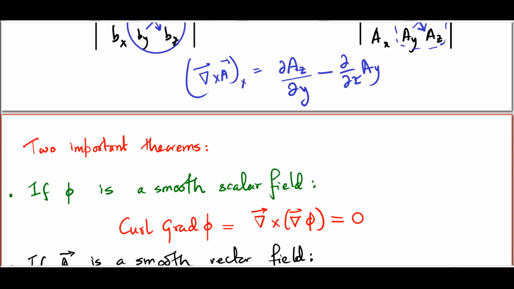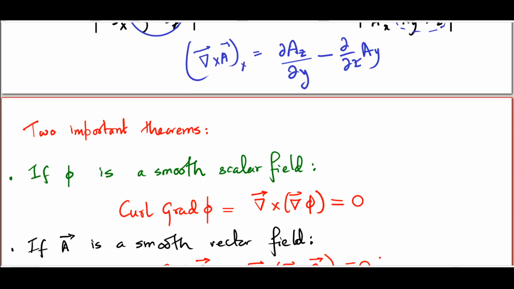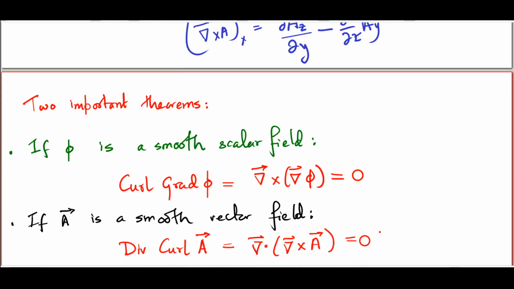The second theorem involves a smooth vector field. Once again, smooth vector field essentially means that all the components of this vector field, Ax, Ay, Az, are smooth functions. In particular, we need them to have at least second order partial derivatives and for these partial derivatives to be continuous. If on such a vector field, you apply curl first to get another vector field, and then you apply the divergence on the resulting vector field, you are again going to get a zero.